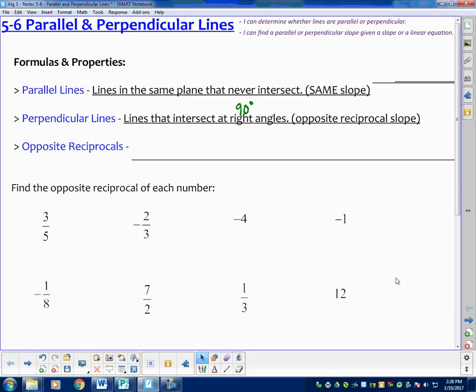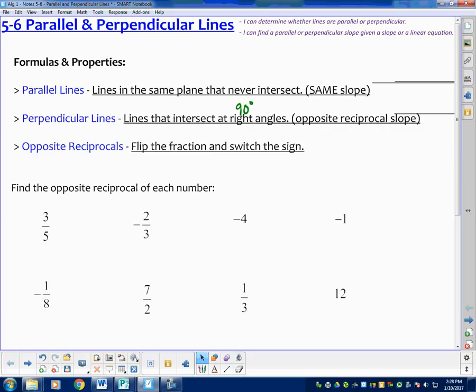What if I don't remember what that means? Opposite means change the sign, and reciprocal means flip the fraction. Write it down, please. Flip the fraction. Yep.